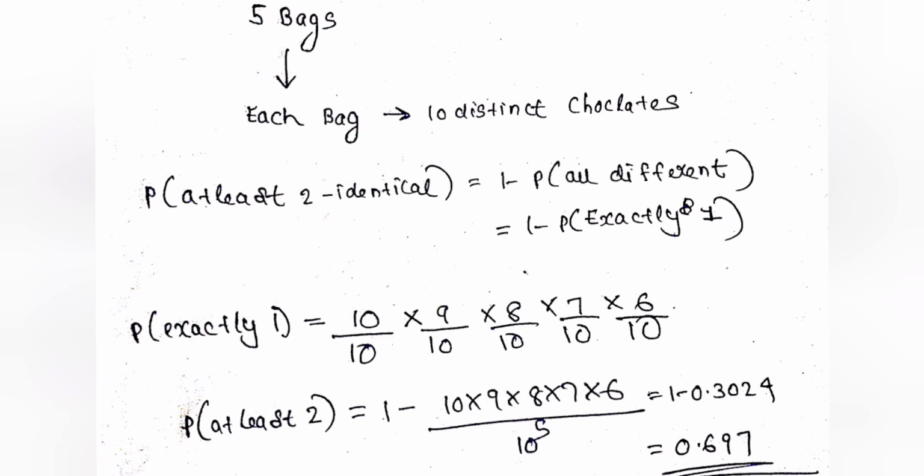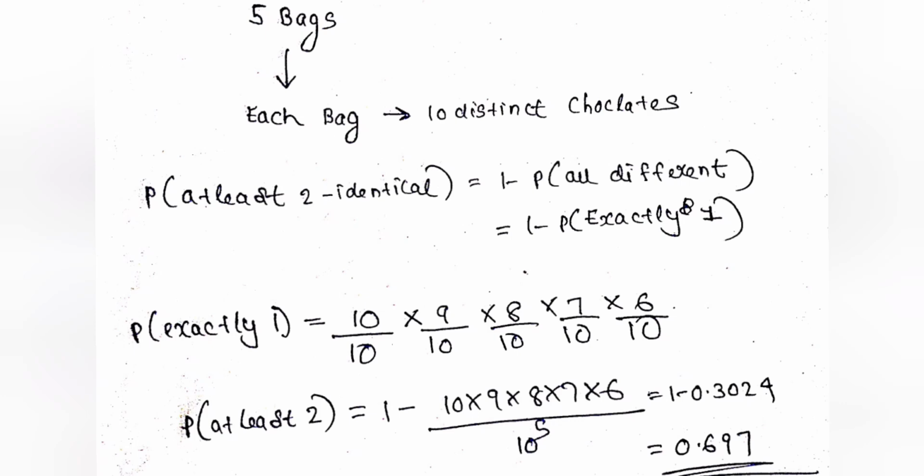So how do you find that probability? We have 5 bags and 10 chocolates. I'm taking a chocolate from the first bag. So 10 by 10 is the first probability, because there are 10 distinct chocolates and the total number available from the first bag is 10. Next is 9 by 10. Why 9 by 10? Because I am considering the probability that all are different.